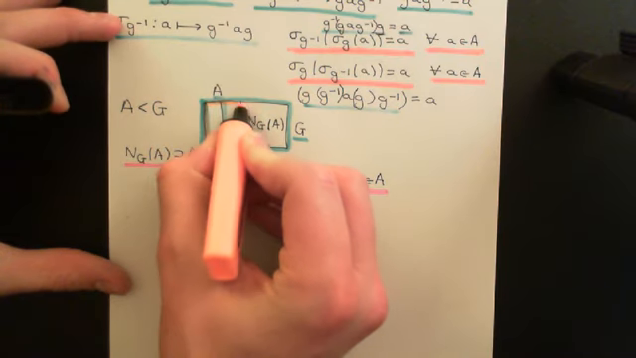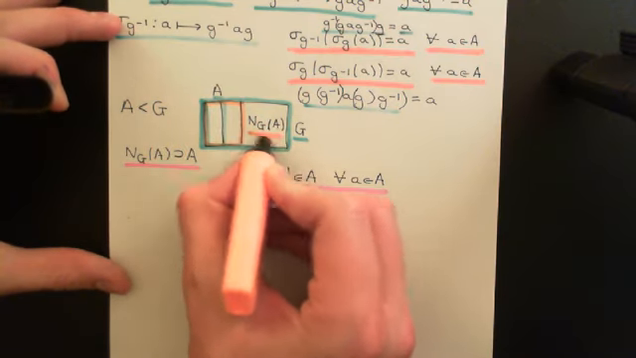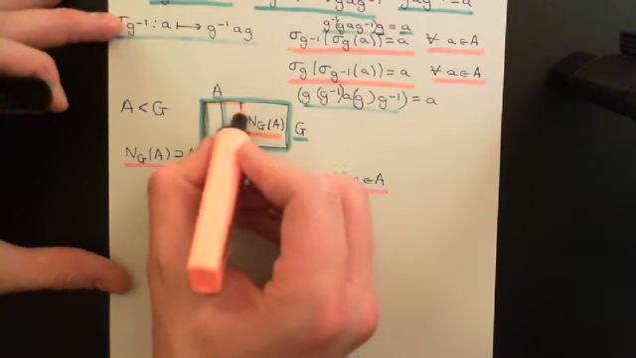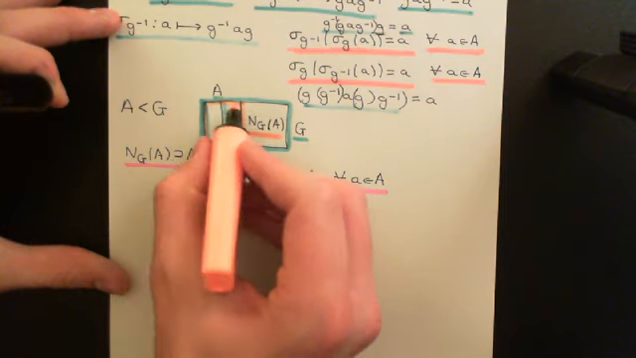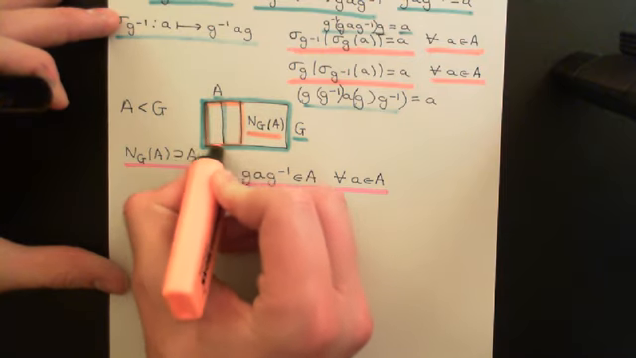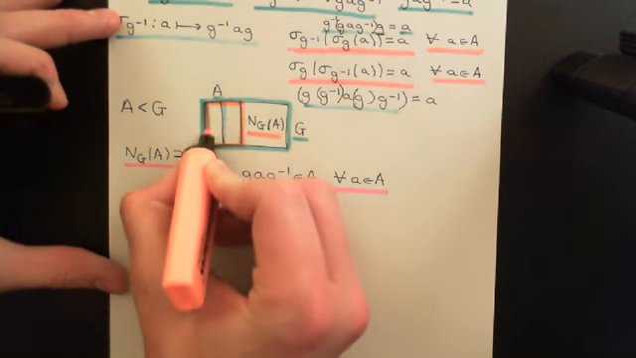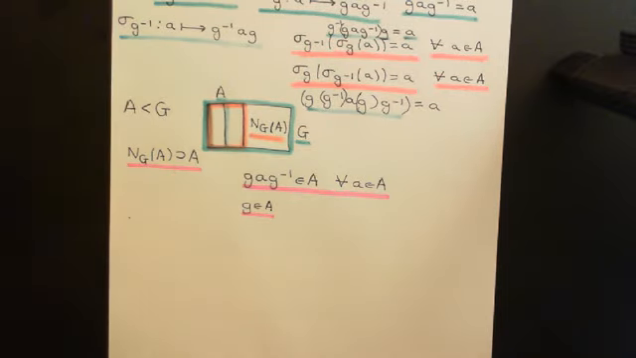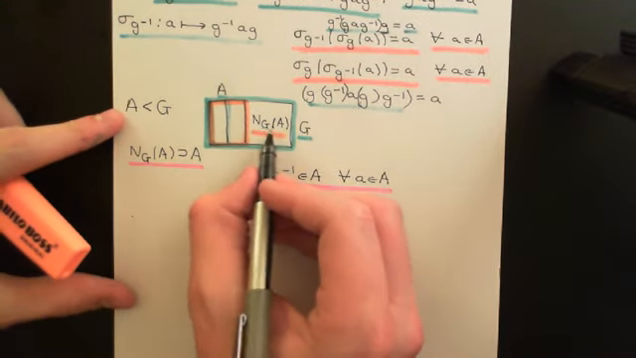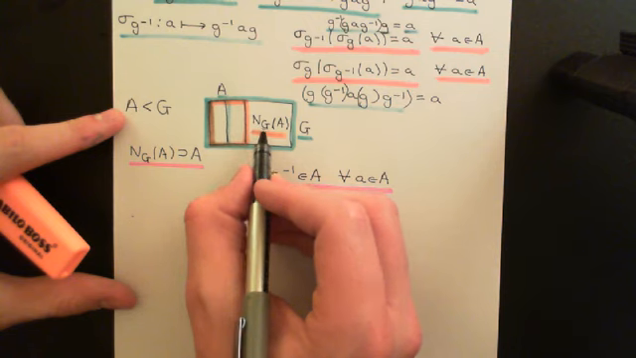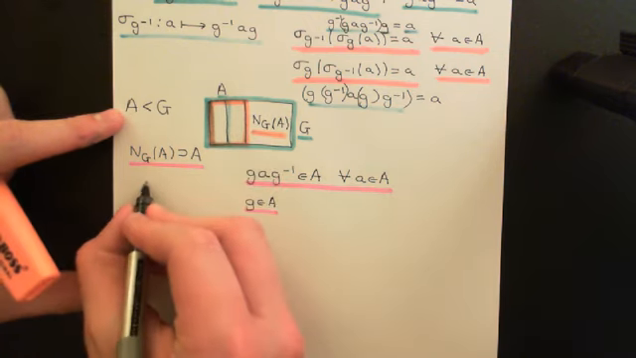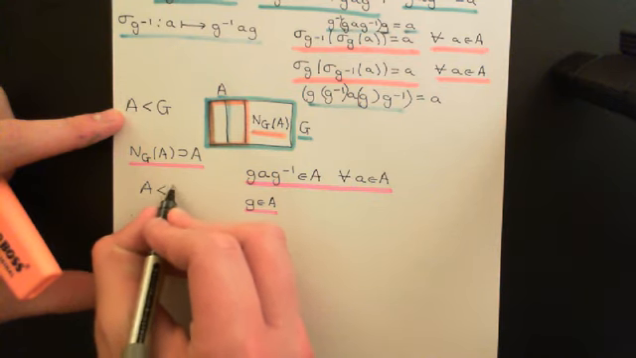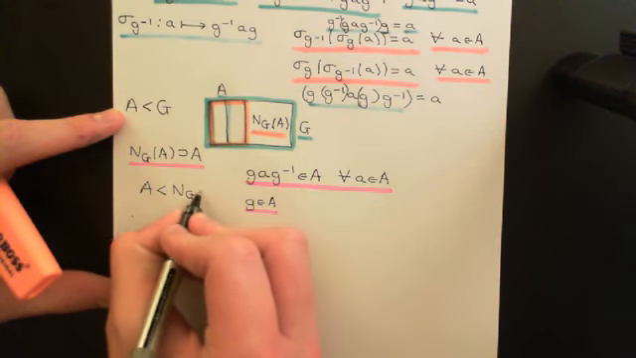So the normalizer of A in G contains the subgroup capital A, but it might contain elements in the group capital G that are outside of the subgroup capital A, which is why I've shown it being slightly bigger than the subgroup capital A here. What we know is that the normalizer of A in G is a subgroup in its own right, so it's a group. So what we can say is that capital A is a subgroup of the normalizer of A in G.